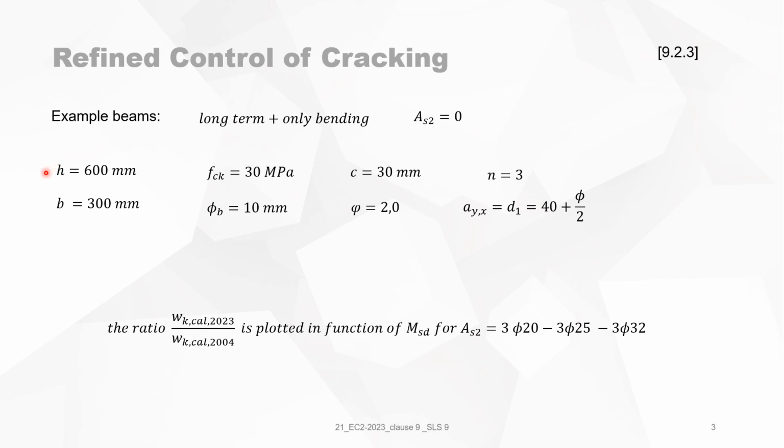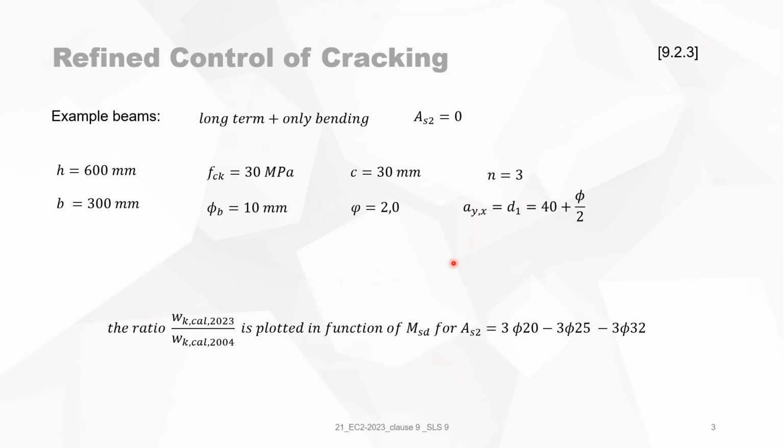We take a typical beam of 600 by 300 millimeters. The concrete quality is 30 megapascal. The stirrup diameter is 10 millimeters. Concrete cover is 30 millimeters. Creep coefficient is 2. And we take 3 bars in the section. The distance D1 of the center of the reinforcement to the surface of the concrete is then of course equal to 30 plus 10, which is 40, plus phi over 2.